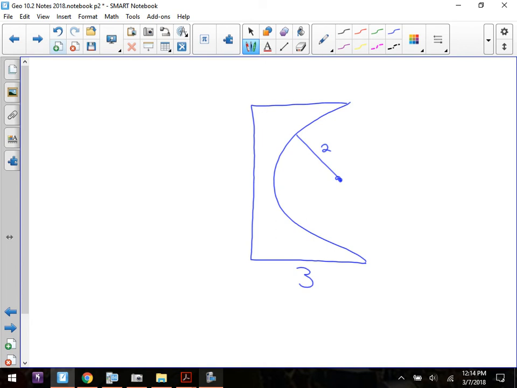When you have a hole cut out of something, what do you have to do with the areas? Subtract. That's all you do is subtract. So first thing we have to figure out is we have a rectangle. Subtract half of a circle.